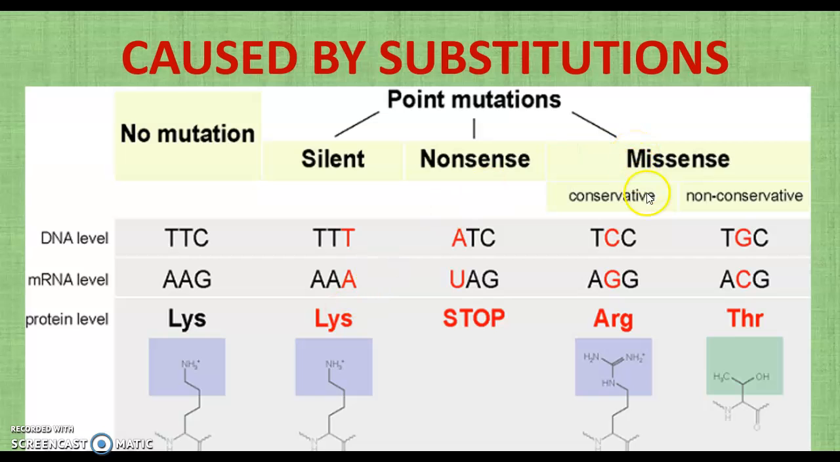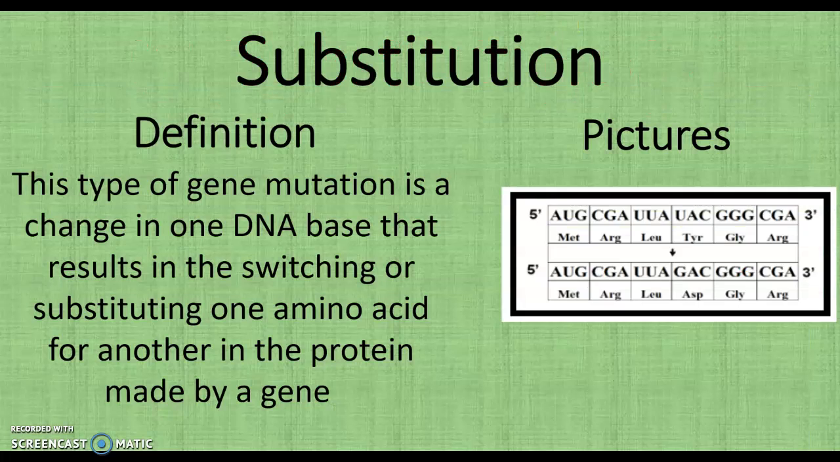And then if we look over here at the nonsense, this is going to result in a stop codon and the end of this protein sequence. The missense, we've got conservative and non-conservative. So with the conservative, with the single change that you see here, this substitution, this little switcheroo, it results in an amino acid that is very similar to the one that's supposed to be there, compared to the non-conservative, which is going to result in an amino acid that's very different from the one that's supposed to be there and probably will affect the functioning of the protein.